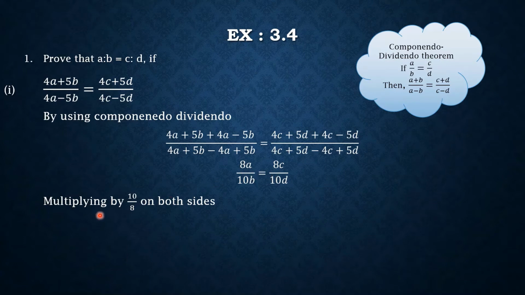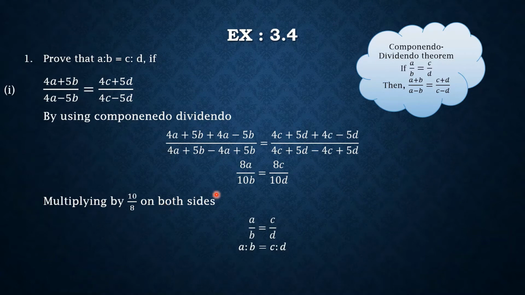Now as you see, we have to prove a ratio b equal to c ratio d. So in fraction form it will be a over b equal to c over d. In order to get a over b equal to c over d, we have to remove all the extra terms. The extra term on the right is 8 over 10 and on the left is also 8 over 10. So we will multiply both sides by 10 over 8.